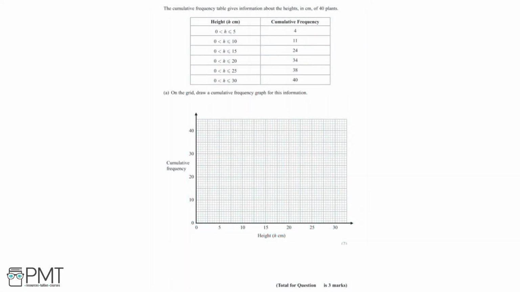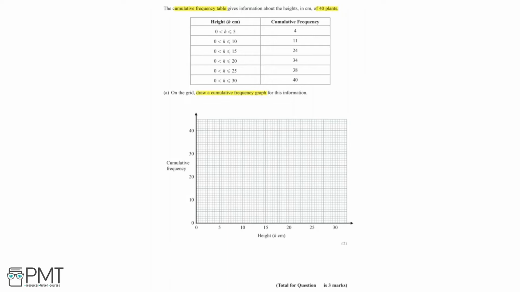In this question, we're given a cumulative frequency table which gives information about the heights in centimetres of 40 plants. And in part A, we need to draw a cumulative frequency graph for this information on the grid below. Now when we draw cumulative frequency graphs, we always plot the cumulative frequency on the y-axis. And the important thing to remember is that when we plot the heights, we're plotting the upper band. So for example, the first point would be 5 on the x-axis and 4 on the y-axis. We don't use 0 or the midpoint, we use the upper band, 5.